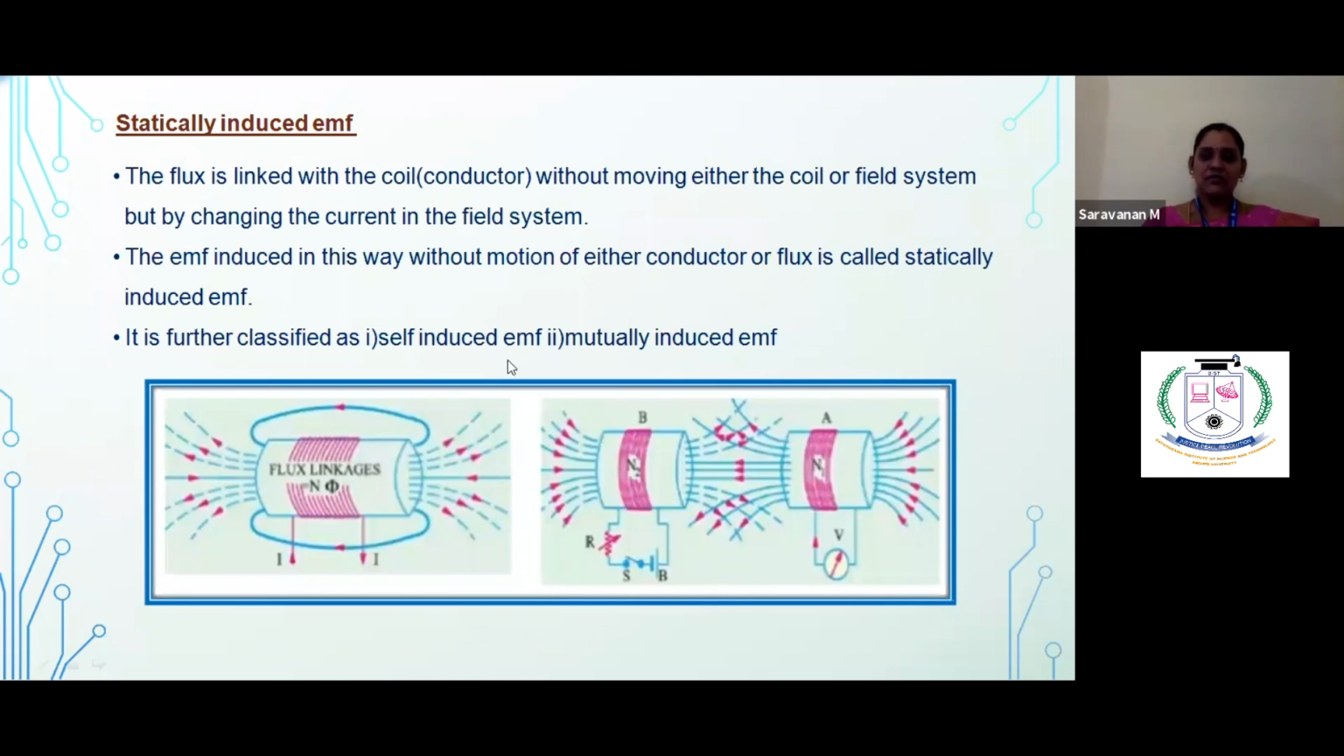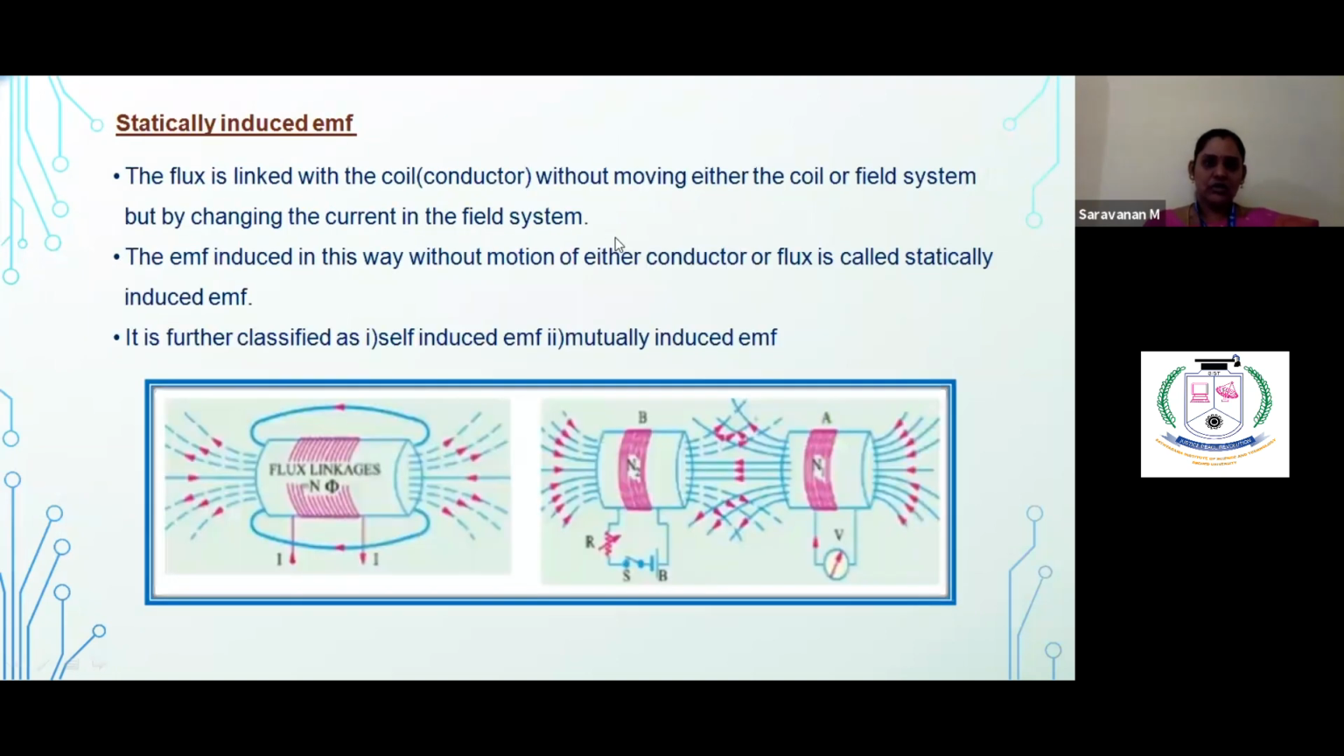One is your self-induced EMF and the other one is your mutually induced EMF. So self means what? By ourselves. You can see it: the flux is going through, and I'm taking only one iron ring. Onto this one iron ring, a coil of N number of turns has been placed. I have only one iron ring with a coil of N number of turns.